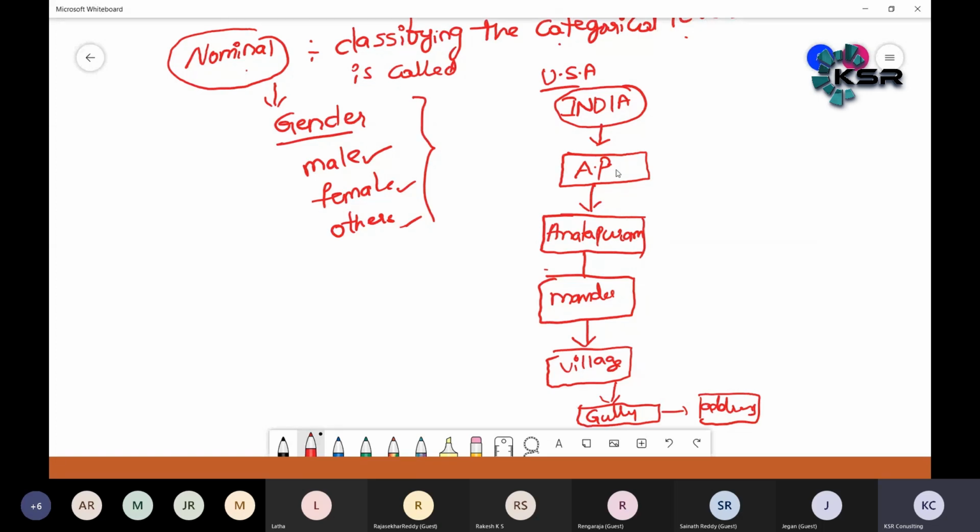It is a nominal data. Example: India, state. So we are classifying countries, states, teams, any team, cricket teams or sports teams. Departments, college departments, office departments like the finance department. Everything is just classifying. These are some of the examples for nominal data.